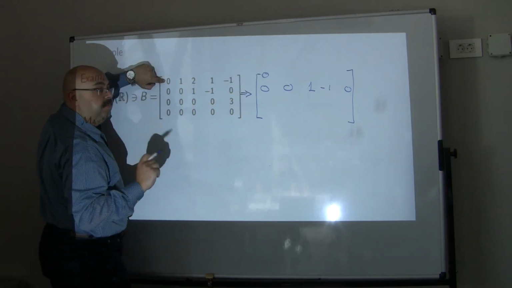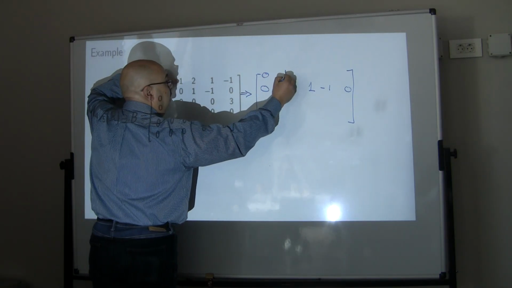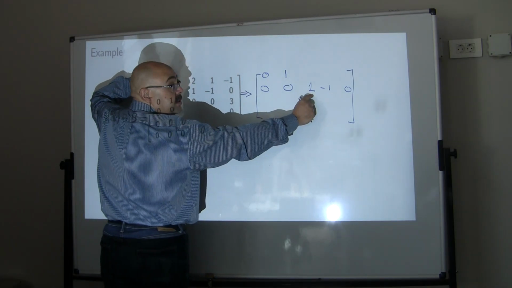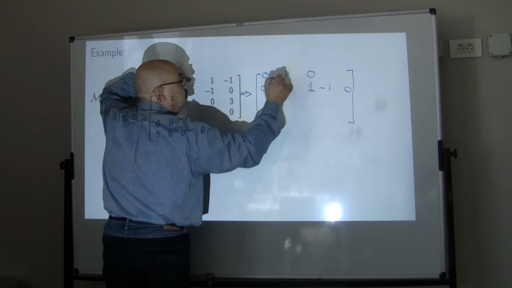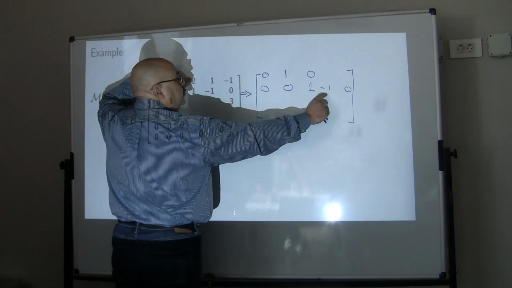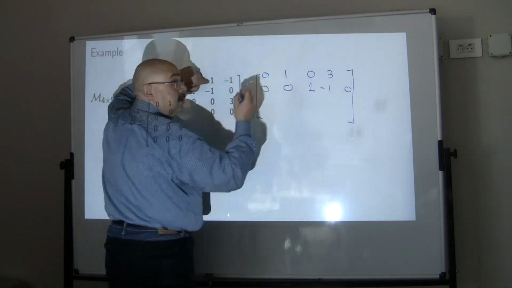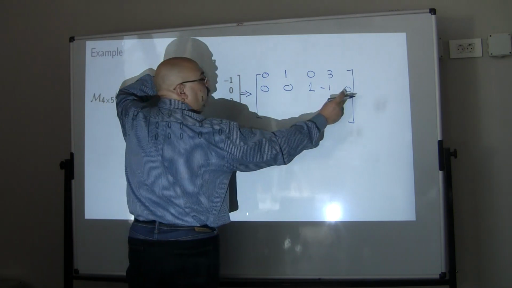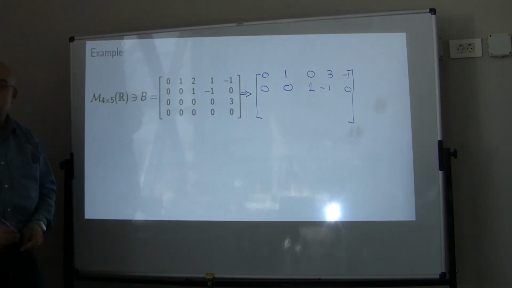Repeating once more. -2 times 0 plus 1, so it's going to be 1. Then -2 times 1 is -2, plus 2, so the result will be 0. This is what I want. Then -2 times -1 is positive 2, plus 1, so it's going to come up to 3. Stay on the same track. -2 times 0 is 0, plus -1, so the result will be negative.